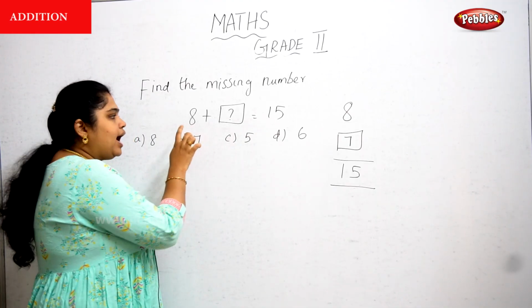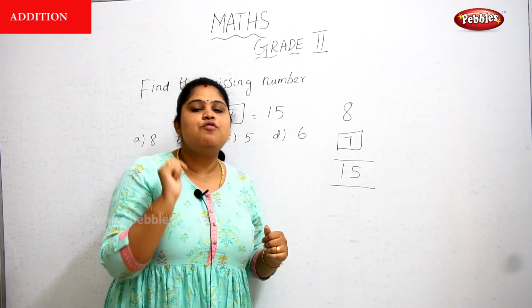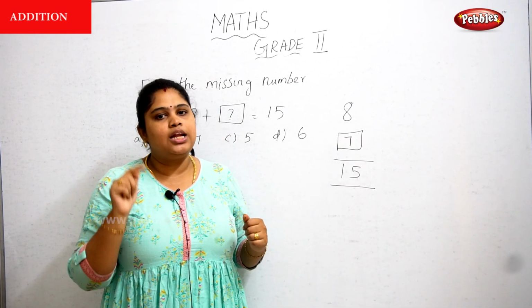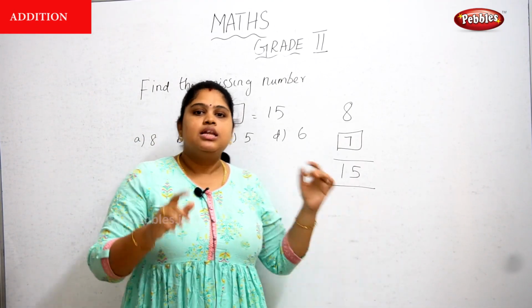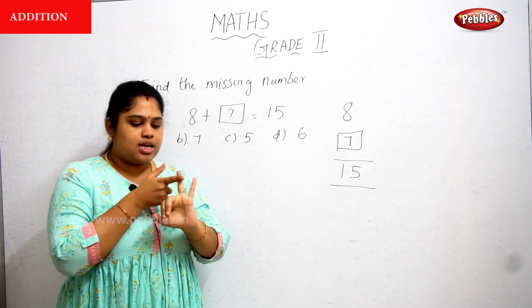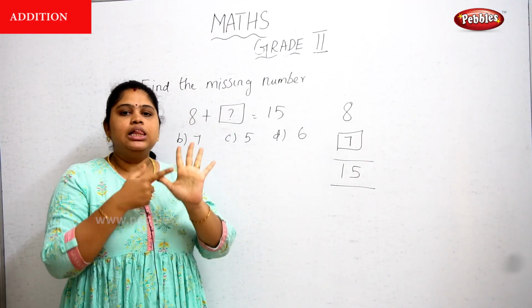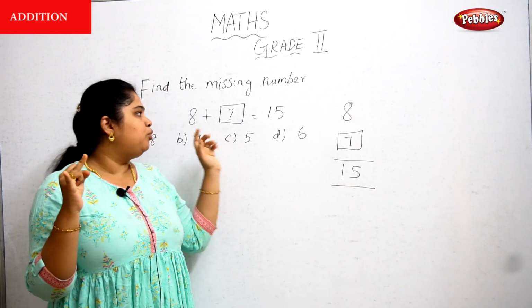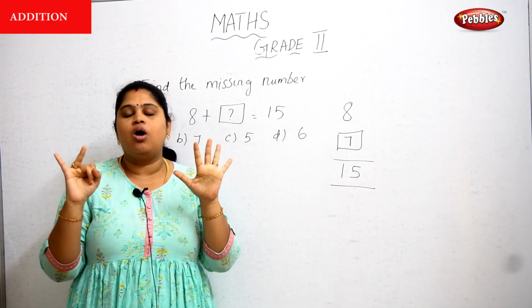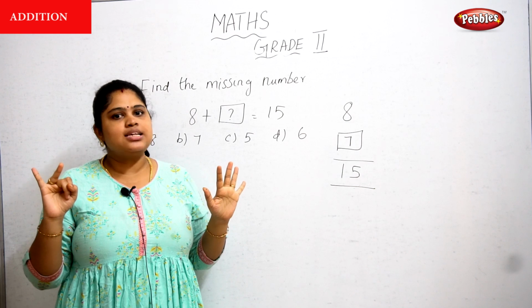So if you add 8 with 7, how do you find it out? If you add 8 with 7, then you will get 15. Next, 8 to 9, 10, 11, 12, 13, 14, 15. From 8 up to 15 you have to count. You have to leave the fingers and count.